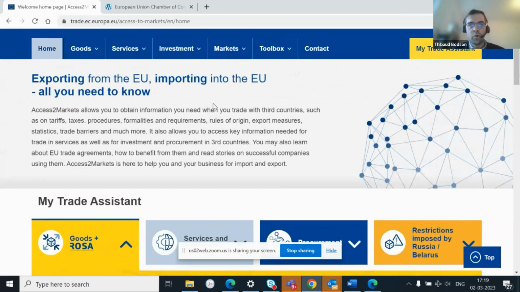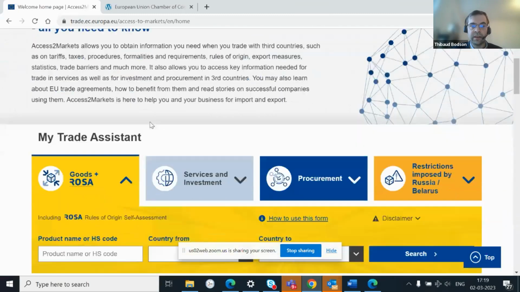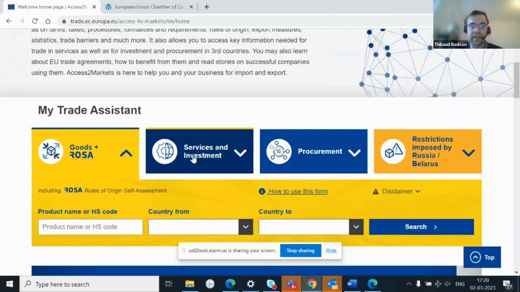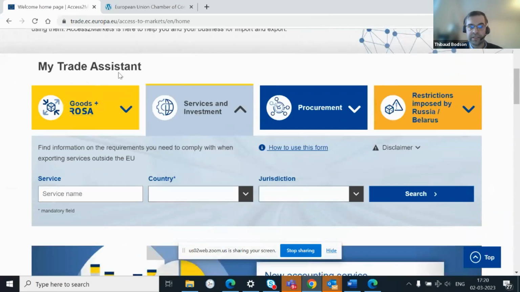So say that you are indeed a service supplier and that you'd like to expand your activity to a third country. And you don't know what specific legal requirements, what specific conditions you have to fulfill in order to export your services. Then you connect to the Access2Market platform, and then you will have to select, to click on service and investment. And here you reach the search bar of my trade assistant for service and investment.